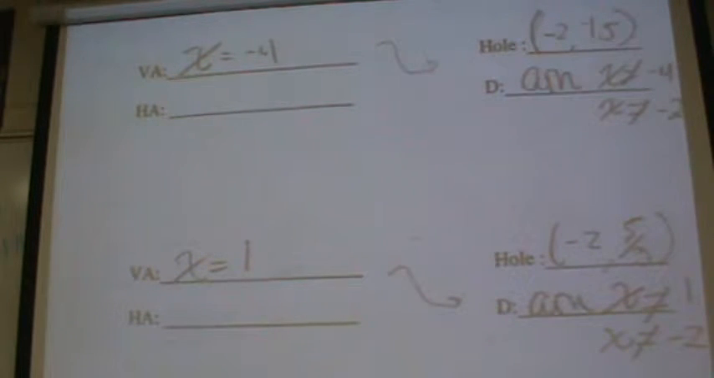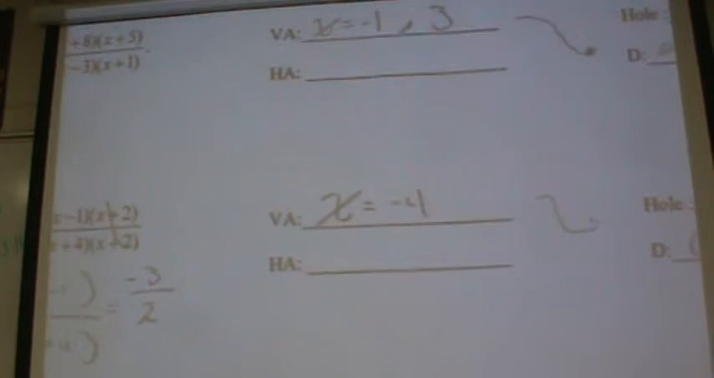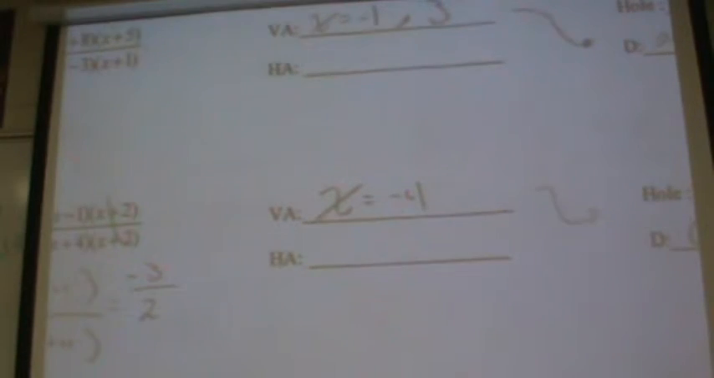Does anyone have any questions, like clarifying anything? Do we just leave these out? Yeah. We're gonna do them tomorrow. It's gonna take me about 15 minutes to explain all the different kinds of horizontal asymptotes. And so we'll save it for tomorrow. It's gonna take a couple days to teach you.